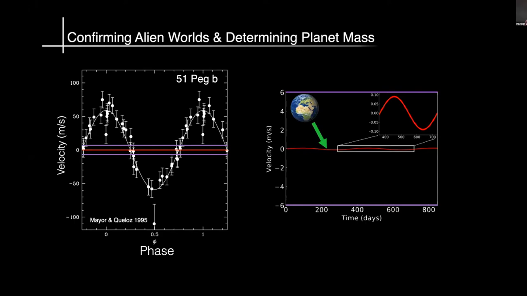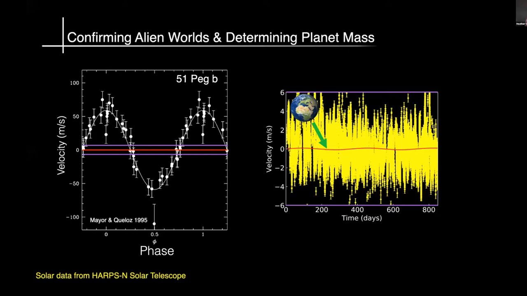But now we've done a great job of improving our instrumental precision and our observing strategies. You can see, for example, from the HARPS-North Solar Telescope, what the uncertainties look like, how the error bars on that yellow data have shrunk significantly. And with the future generation of spectrographs like EXPRES, ESPRESSO, and NEID, they're continuing to shrink.